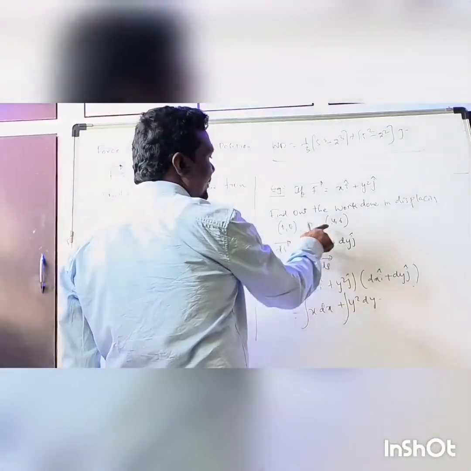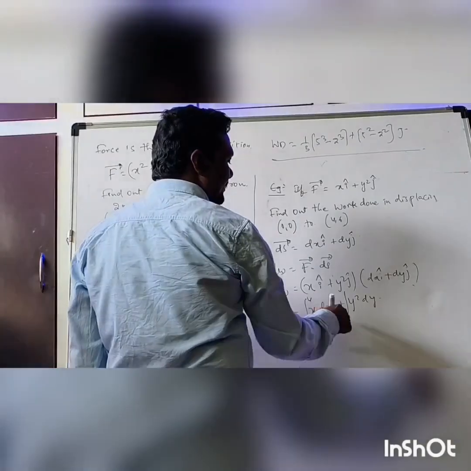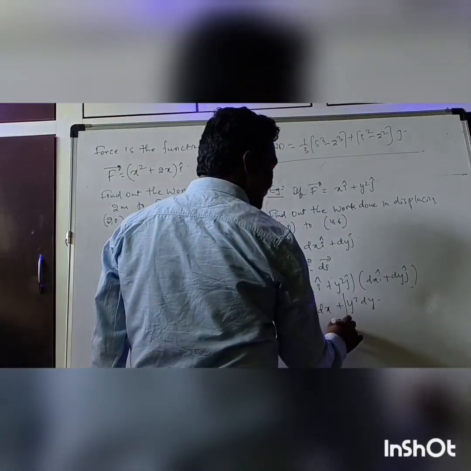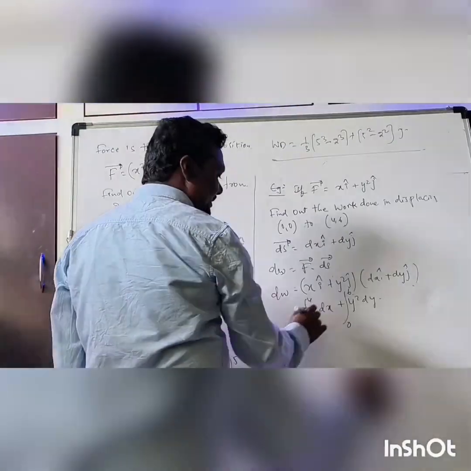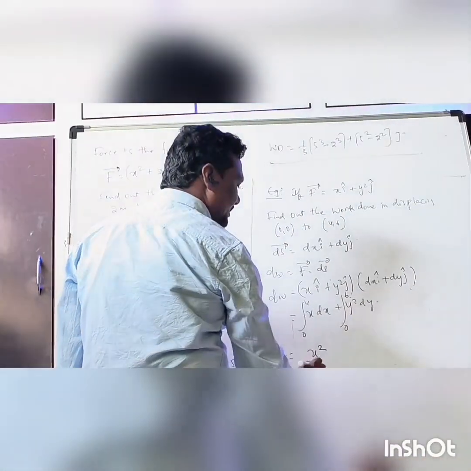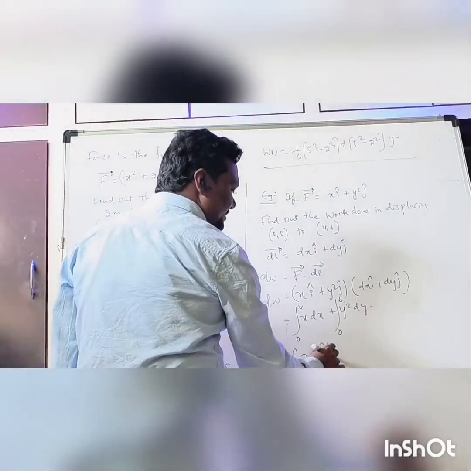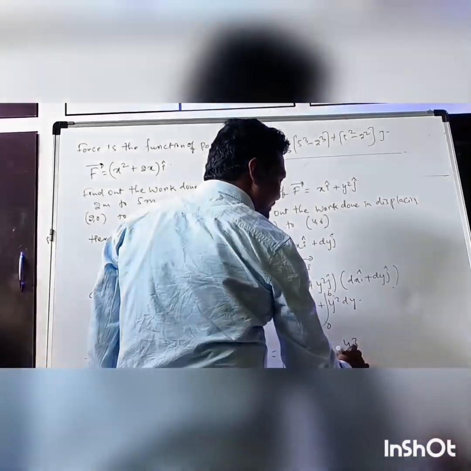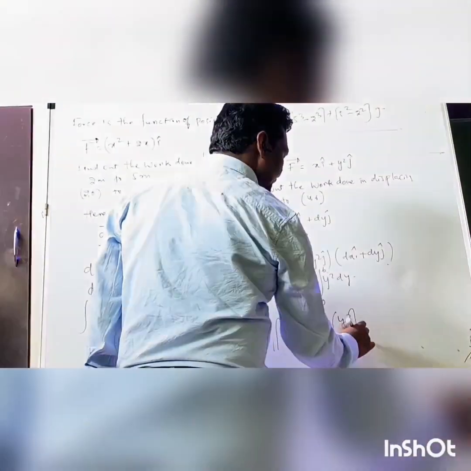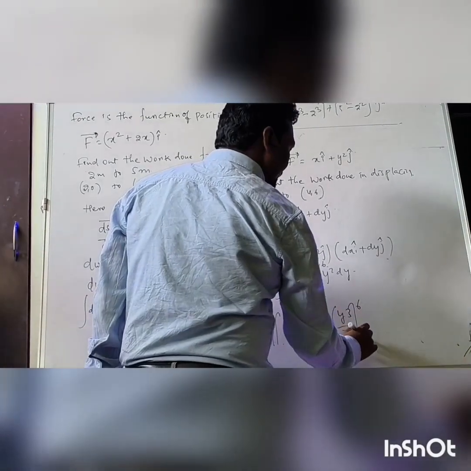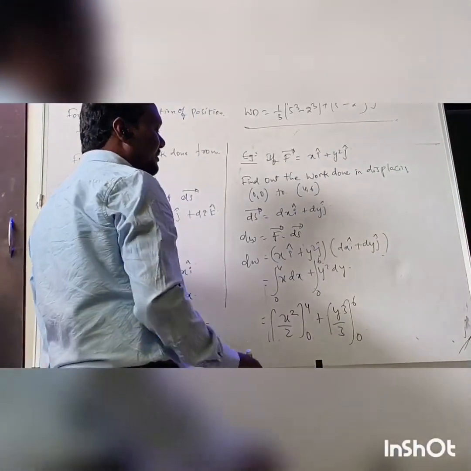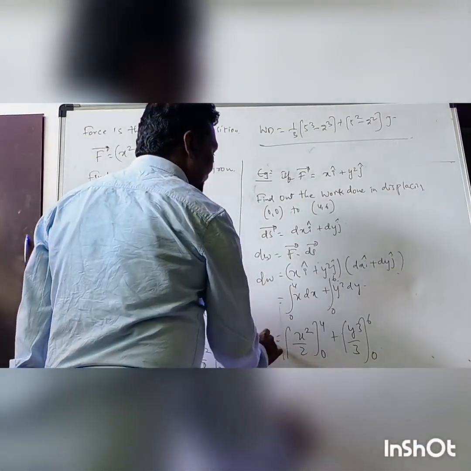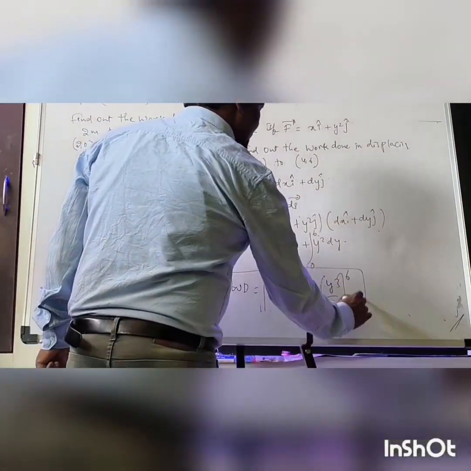So what is the x limit? 0 to 4. And what is the y limit? The y limit is 0 to 6. Now integration of x dx is x square by 2, upper limit 4, lower limit 0 for x. And y square dy gives y cube by 3, upper limit 6, lower limit 0. On substitution, you will get the work done. This is nothing but the work done.